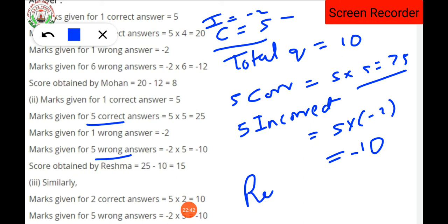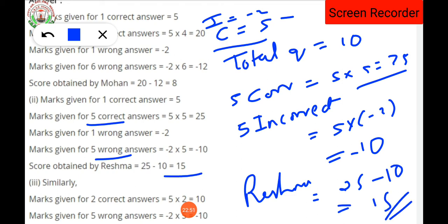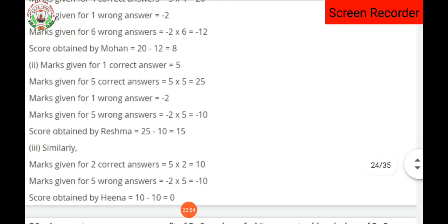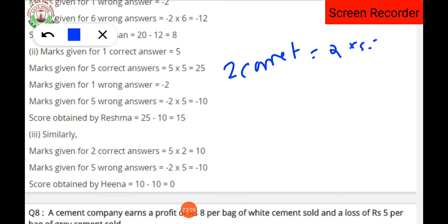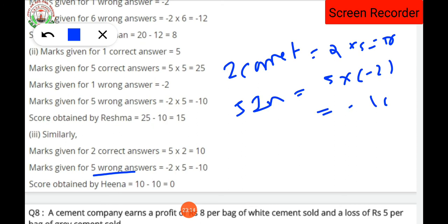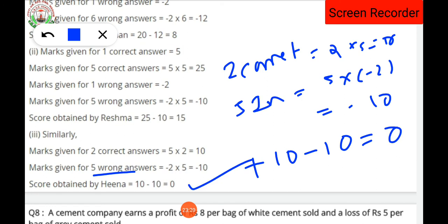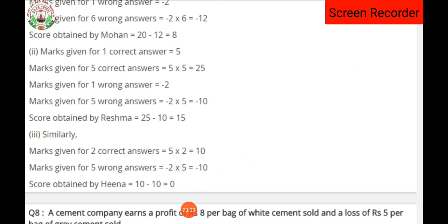So Reshma's total marks is how much? How many marks are left with her? So 25 minus 10 will be 15 marks Reshma got. Have you understood? Similarly, for the third part of the question we have two correct questions. That means 2 into 5 will be 10. How many incorrect? 5 incorrect. So 5 into -2 will be -10. So plus 10 minus 10 will be 0. That's why Hina got 0 marks in this.